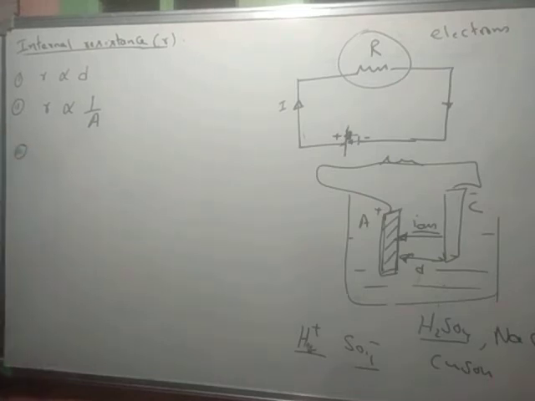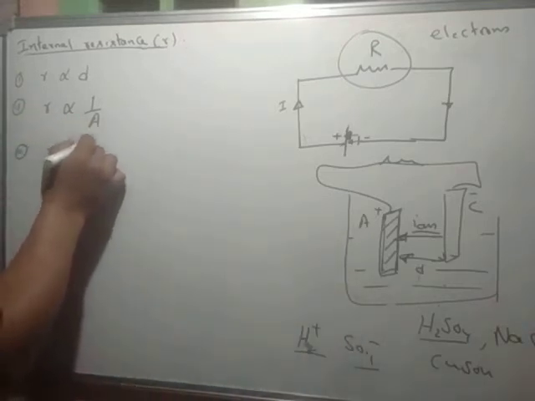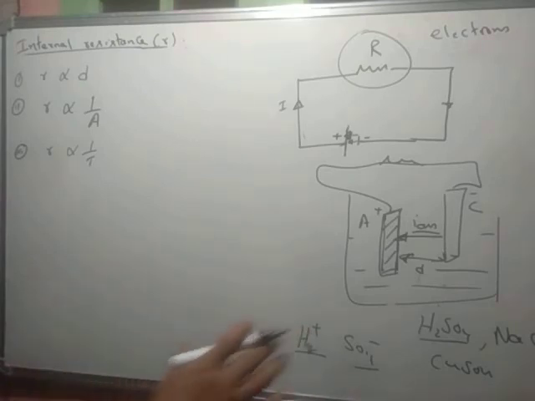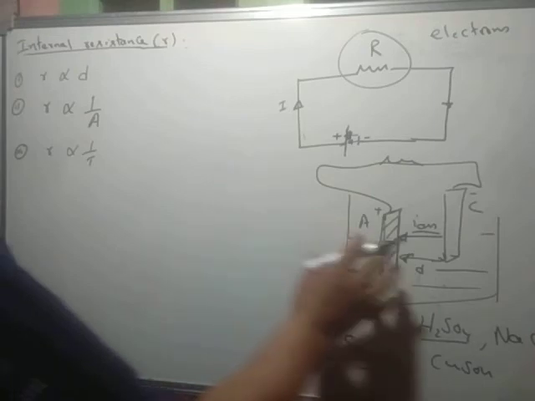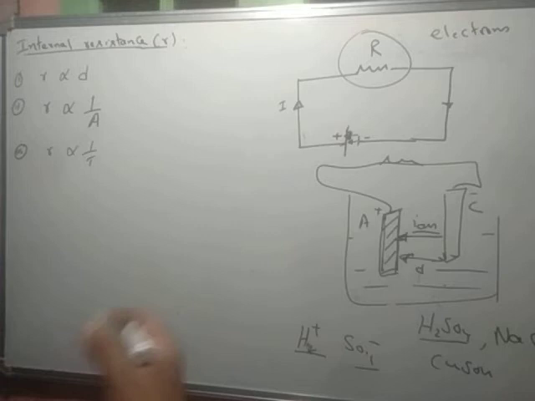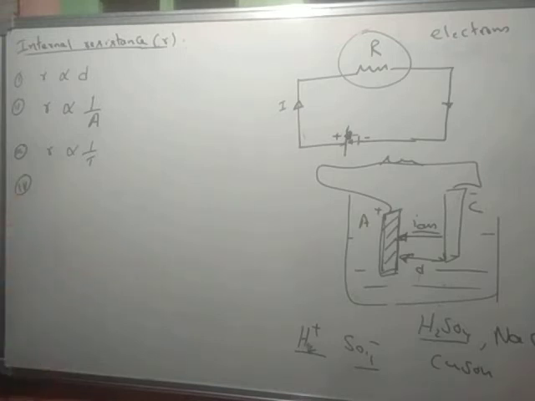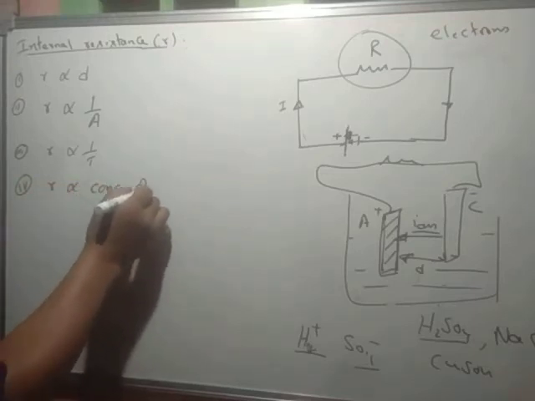The third point is that the internal resistance of a cell is also inversely proportional to the temperature of the electrolyte, which means when the temperature of the electrolyte is increasing, the internal resistance will decrease, and when the temperature of the electrolyte is decreasing, the internal resistance will increase. The fourth point is that the internal resistance of a cell is also directly proportional to the concentration of the electrolyte.